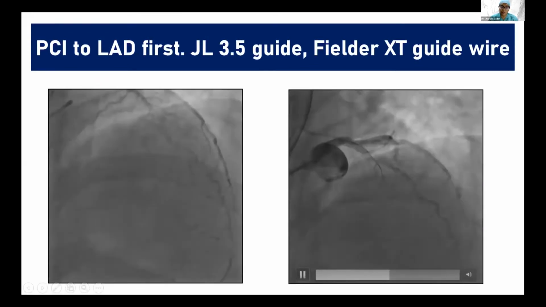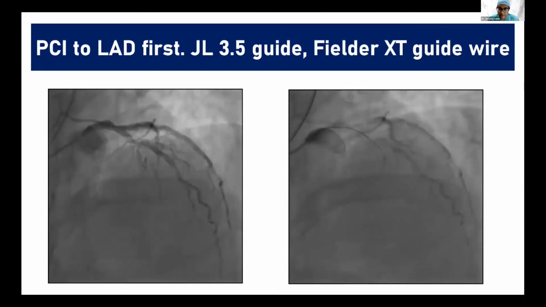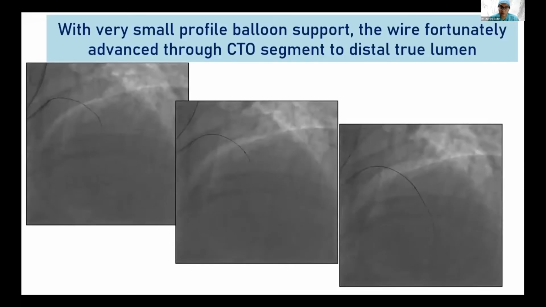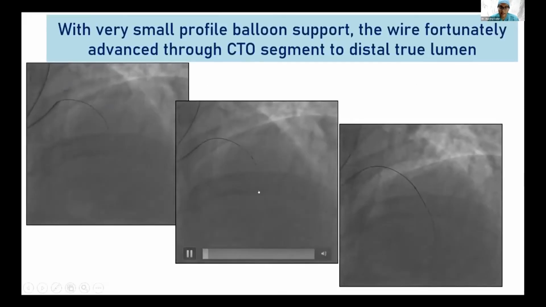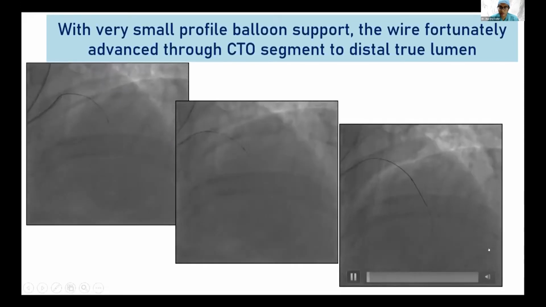This was achieved by engaging a jail guide and extending a moderate support Fielder XT guide wire, which required a very small profile balloon support. And as you can see, then the Fielder XT advanced through the CTO segment into the distal true lumen.